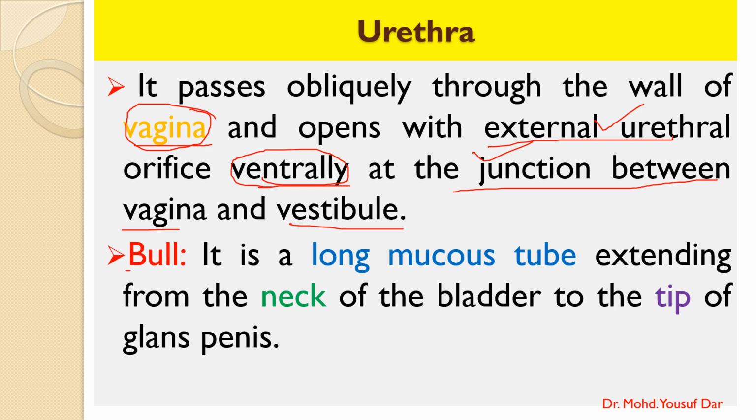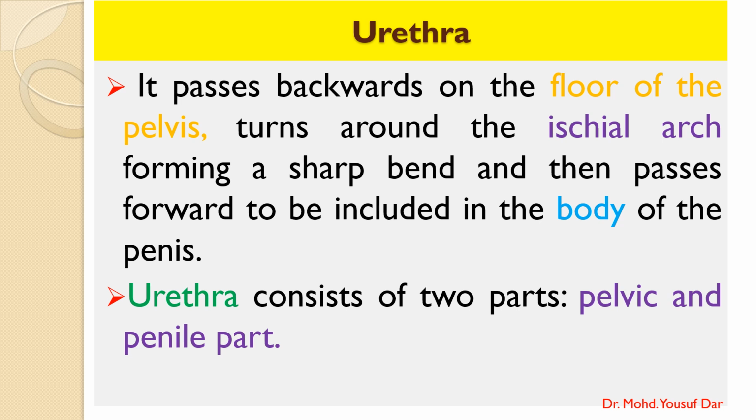Now in case of the bull, this urethra extends from the neck of the urinary bladder up to where? To the tip of the glans penis. This urethra passes backwards on the floor of the pelvis, and when it reaches the ischial arch, it makes a sharp bend and then gets incorporated into the body of the penis.